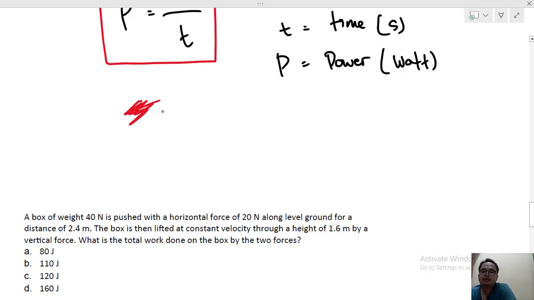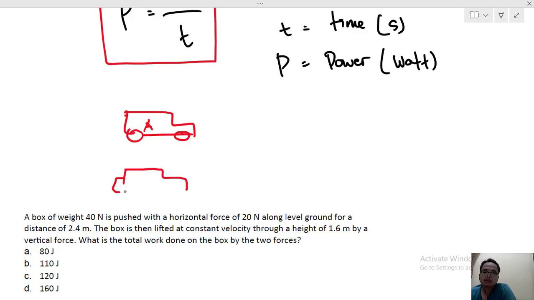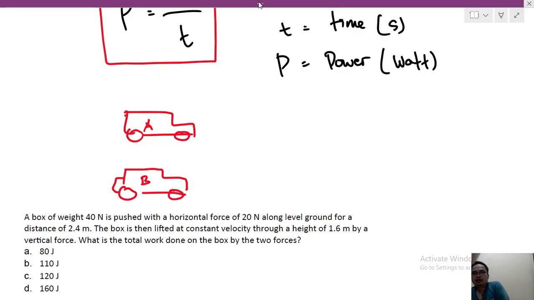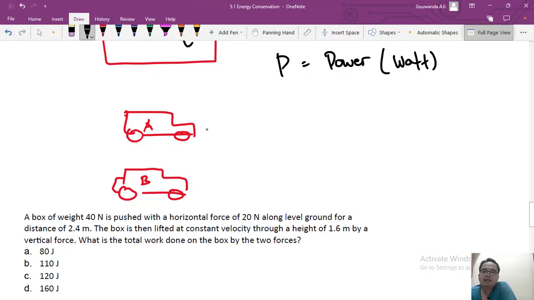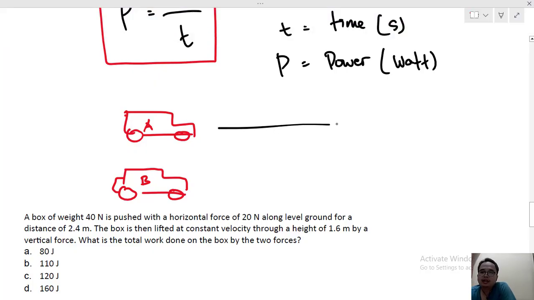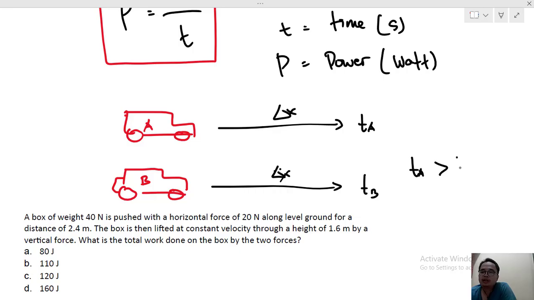If, maybe, car A and car B. Car A and car B. Car A moves a displacement of delta x, and car B also moves delta x, but the time of A is more than the time of B.